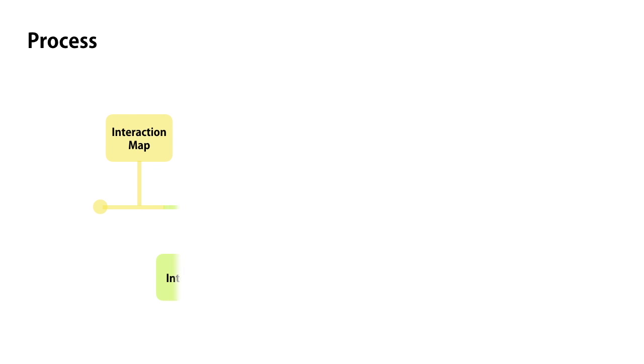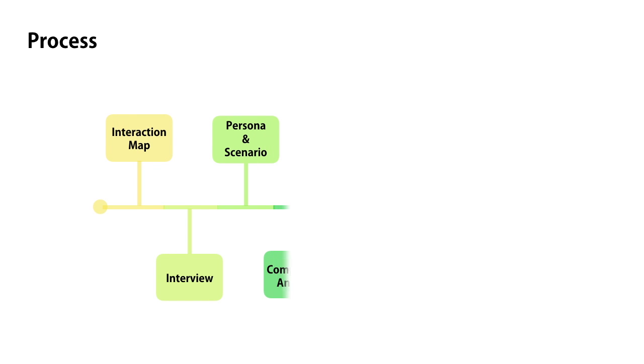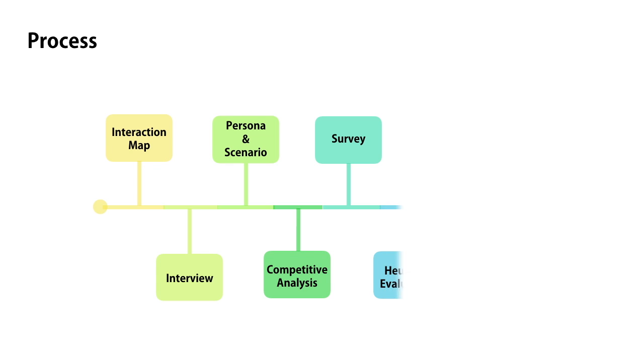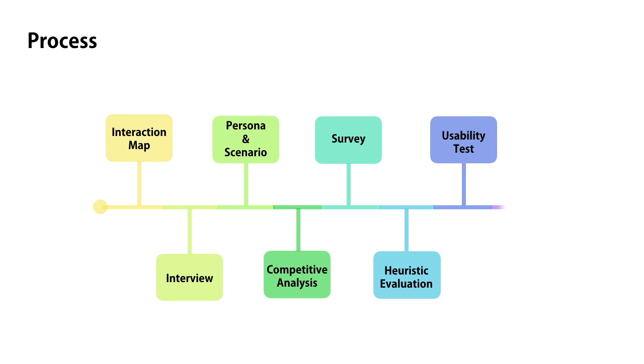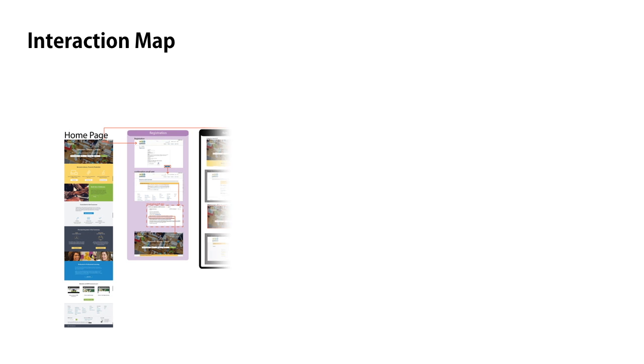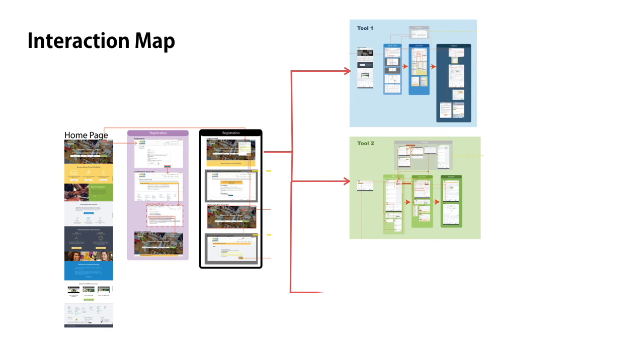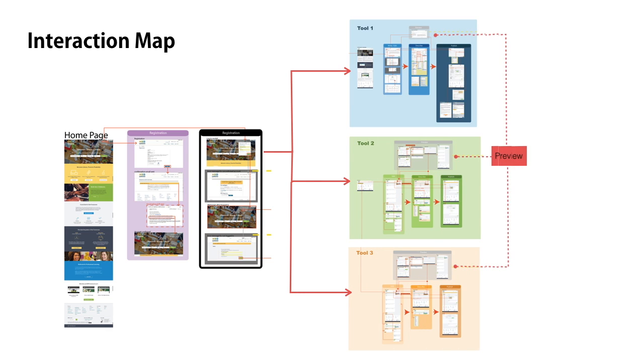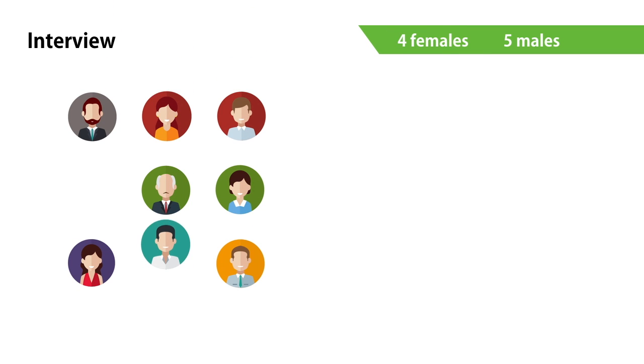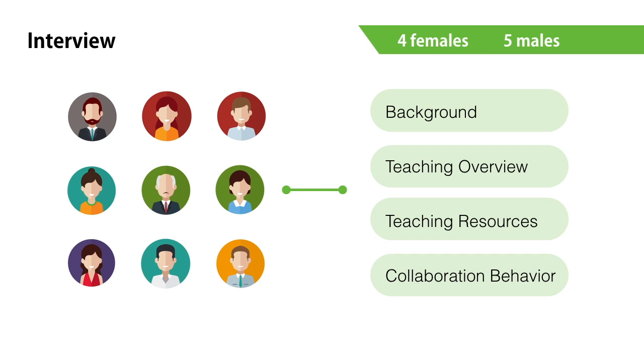Our process included a variety of research methods, including an interaction map, interview, persona and scenario, competitive analysis, survey, heuristic evaluation, and usability test. To understand how the authoring tools work within the OER Commons site, we mapped out the key interactions of each tool to allow us to see the big picture of the system, including both consistencies and breakdowns. We then interviewed 9 potential or current users of OER Commons and collected information on 4 big topics.